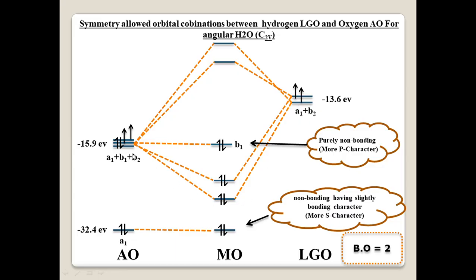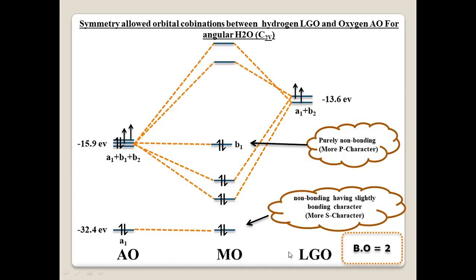Now come to this one. Here A1, B1, B2 are there, and here A1, B2 are there. So A1 will combine with A1 and B2 will combine with B2 to form two bonding and two anti-bonding, and B1 will remain non-bonding. Right? I think now it is clear.